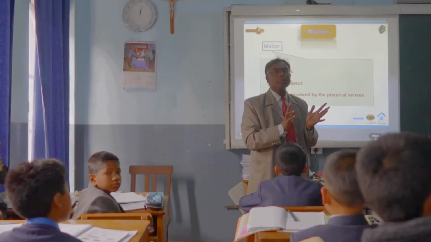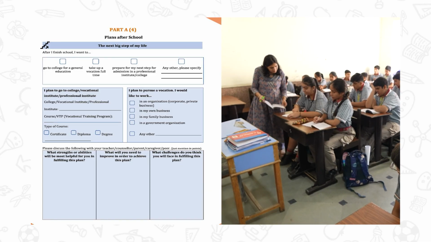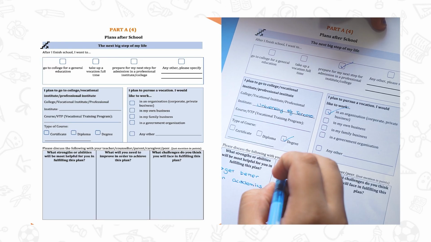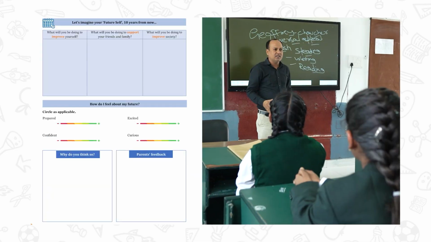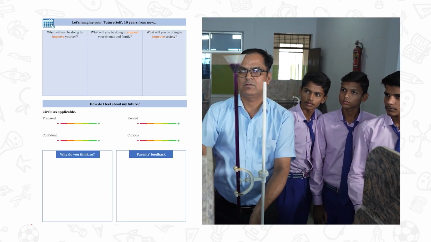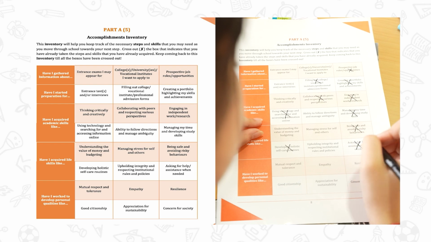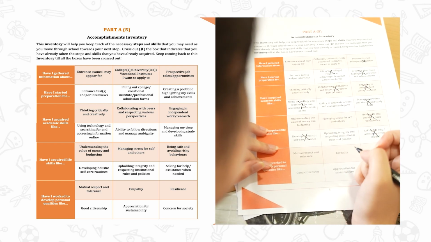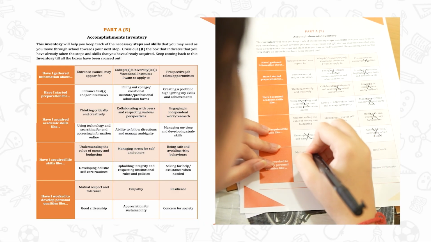Through self-reporting and introspection, Part A4 encourages learners to think about their future and express how they feel about it. Learners plan their future goals and think about how to manage their time efficiently. Part 5 is an accomplishments inventory that learners fill throughout the year, marking progress in different aspects of holistic development.